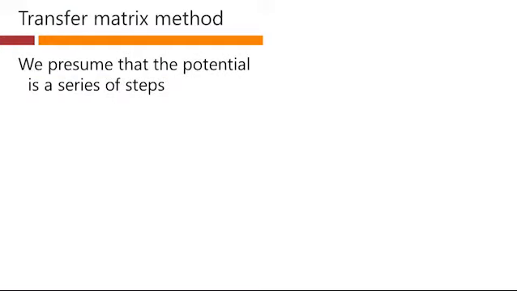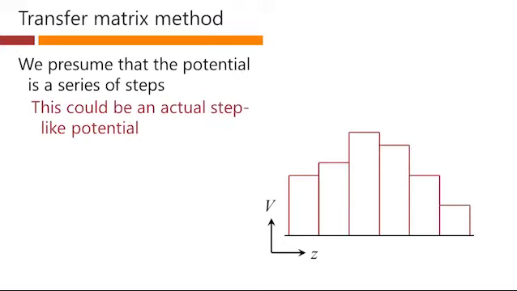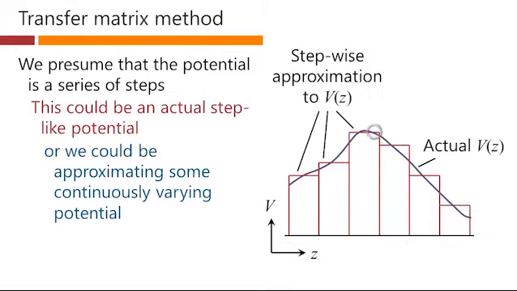We presume that the potential then is a series of steps. This could be an actual step-like potential, such as the following. Or we could be approximating some continuously varying potential, such as this smooth line here, and we're approximating it by a series of steps that correspond to roughly the position of where the line crosses the center of these steps, something like that.